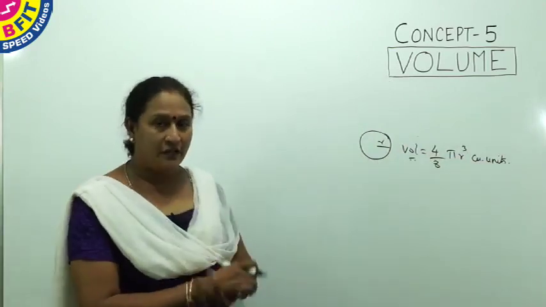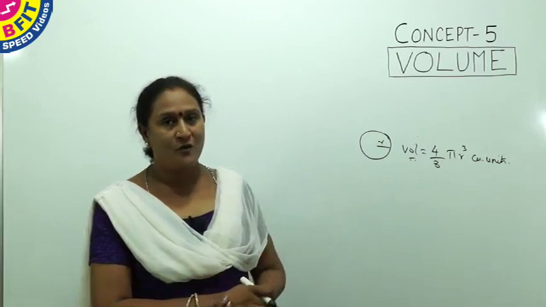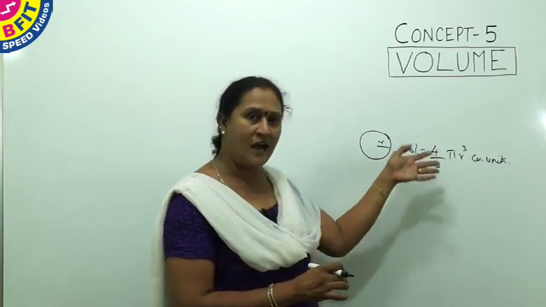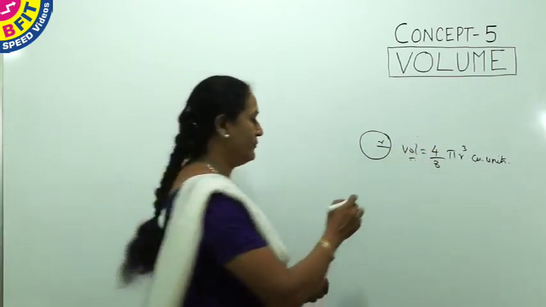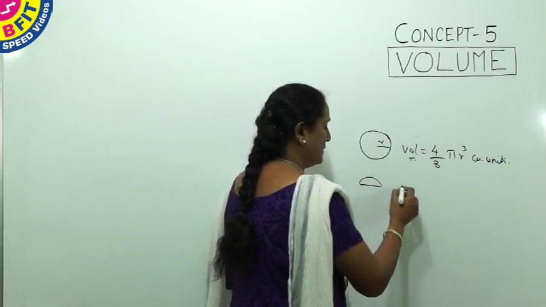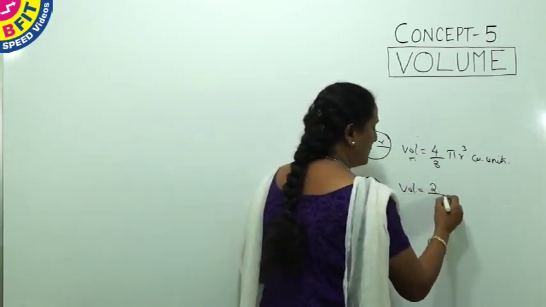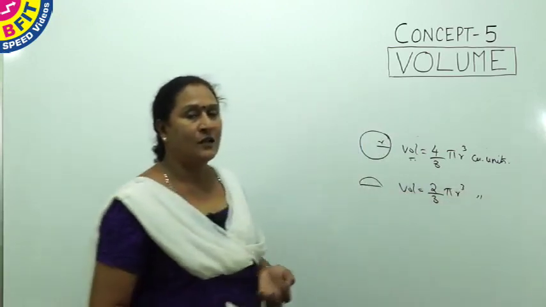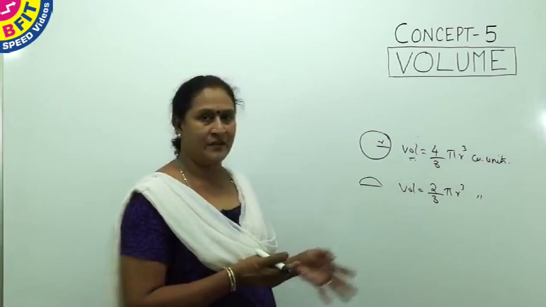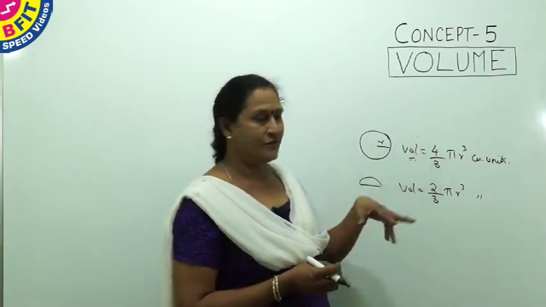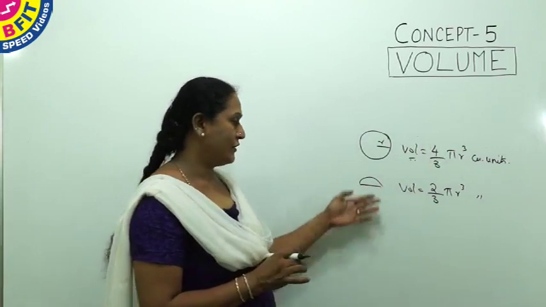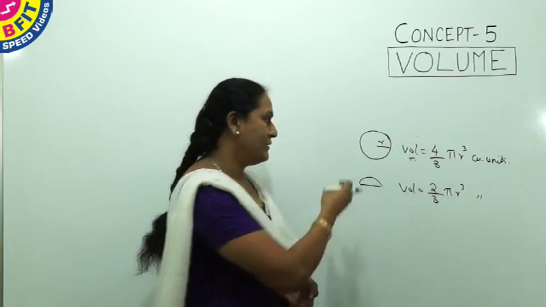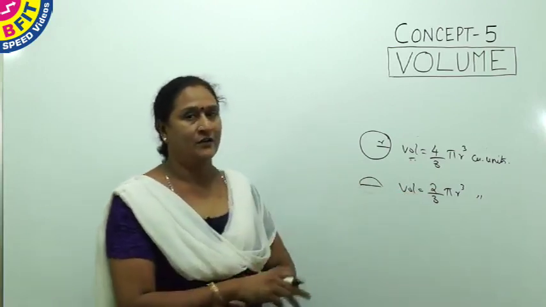Suppose we are asked to find the volume of a hemisphere. What will be the volume of a hemisphere? It will be half of 4/3 pi r cube. So for a hemisphere, the volume is 2/3 pi r cube, cubic units. So if the question is related to a sphere or hemisphere, we can use the formula for a sphere, 4/3 pi r cube, and for a hemisphere it is 2/3 pi r cube. According to the question, we can use the volume formulas and work it out.